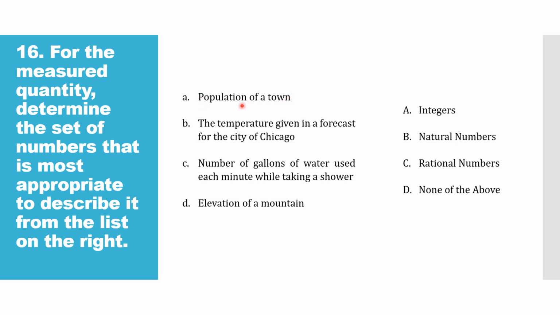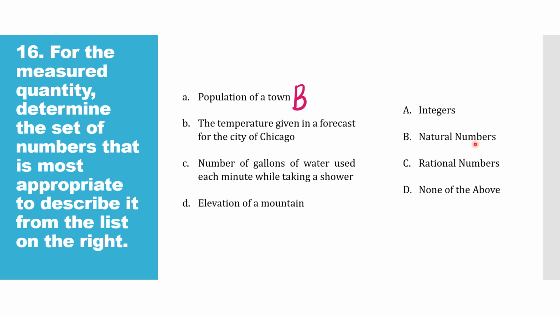All right, so we've got the population of a town, the temperature given in a forecast for the city of Chicago, the number of gallons of water used each minute while taking a shower, and the elevation of a mountain. So, population of a town. Could you have a population that was negative? That would be the integers, right? Positive and negative whole numbers as well as zero. No, you couldn't have a negative population. Natural numbers. Do you think natural numbers would be used to describe the population of a town? Yeah, that sounds right to me. When you're counting the population of a town, you would count with the counting numbers. I would also consider whole numbers fine there, like if you had a town with zero people living in it. So I would consider whole numbers could also be correct.